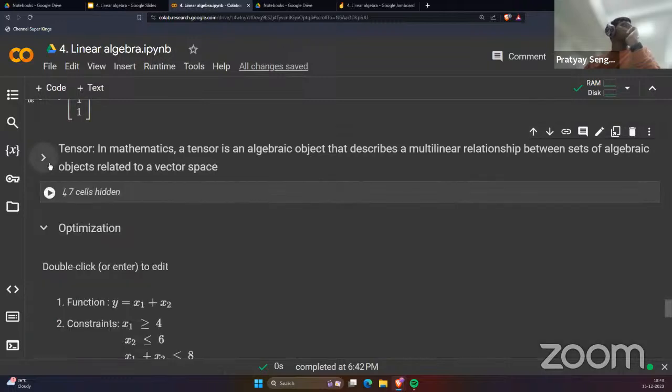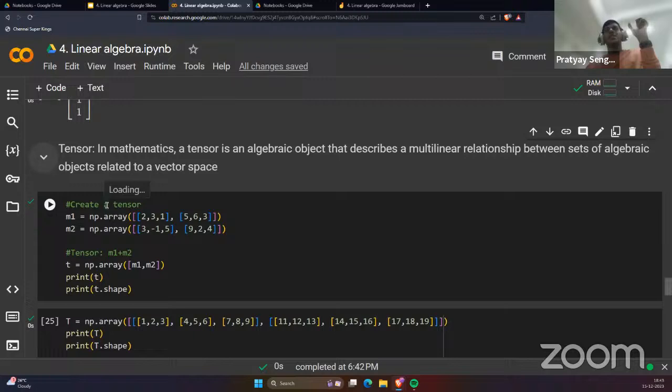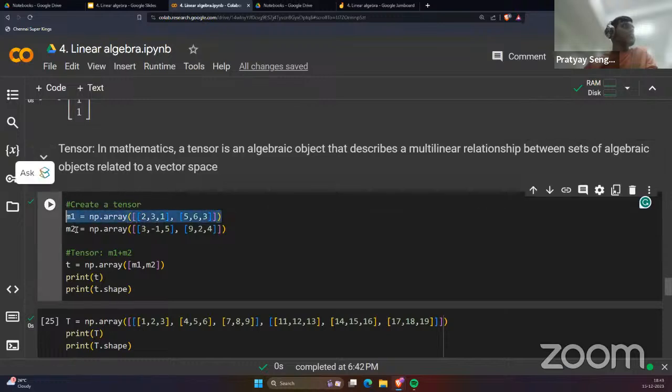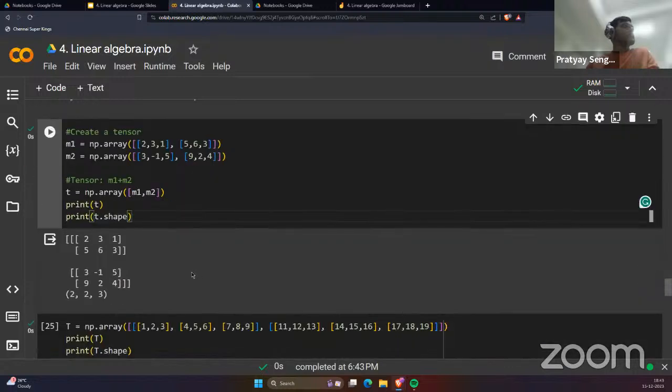Another quick topic that we will cover today is called tensor. A tensor is nothing but a set of matrices. We had scalar, then vector, then we come to three dimensions, where multiple vectors are combined into a matrix, and if you combine multiple matrices, that is your tensor. So how do you create a tensor? This is one matrix, this is another matrix, and together they form a tensor. It has a shape x, y, z. So 2, 2, 3 means two matrices, each of 2 cross 3. That is your tensor, right?